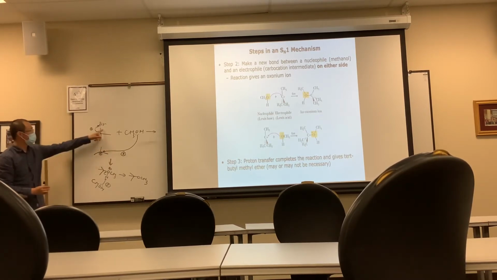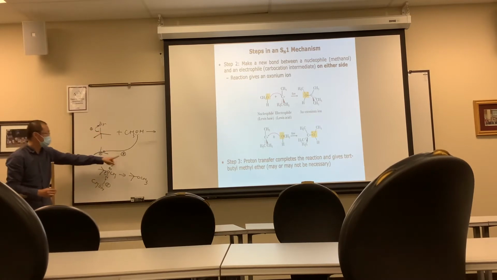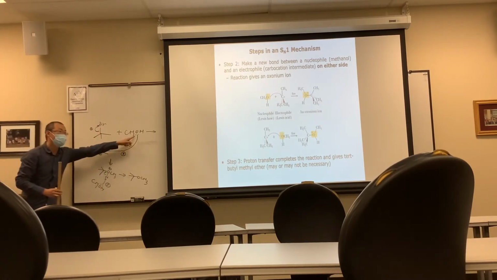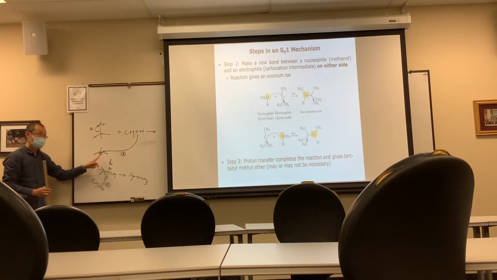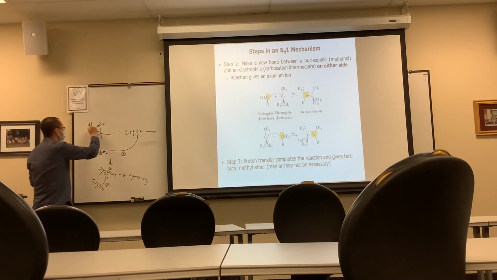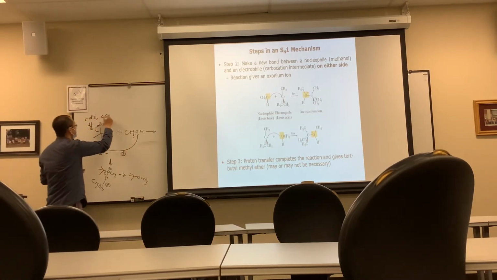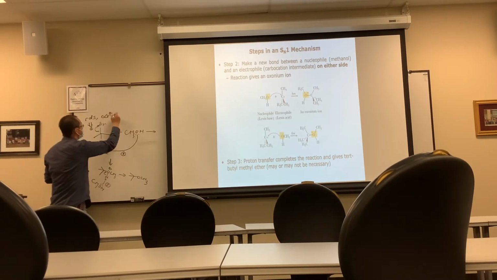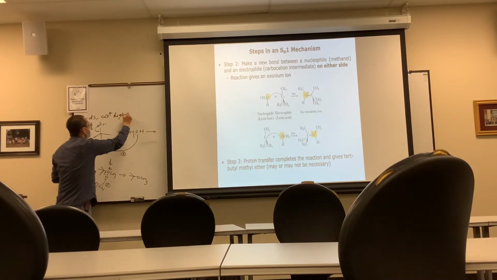Okay, first step, this one leaves. Second step, what? Nucleophile makes a bond with what? With the carbocation. Third step is somebody take a proton away. Again, which step is the slowest? First step. Okay, this step is called the what? Rate determining step. Why? Because delta G activation energy is what? Highest.